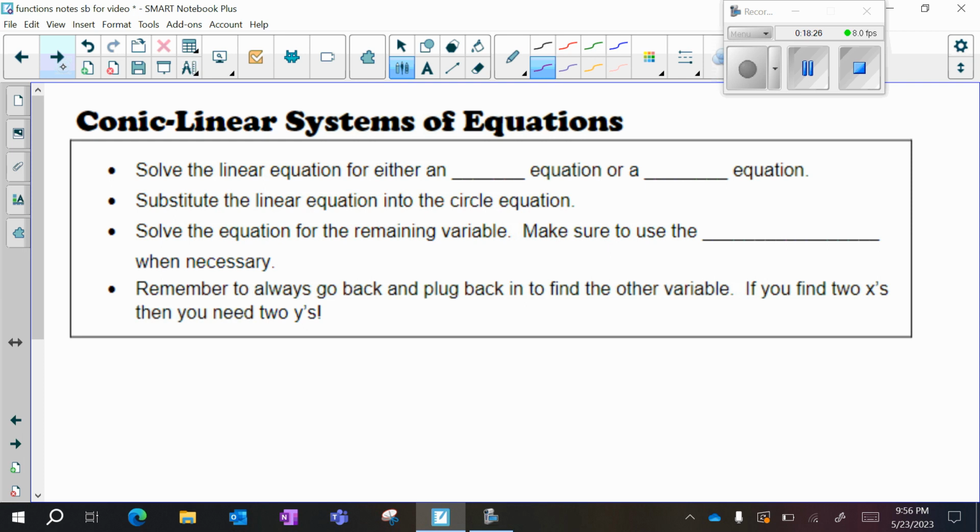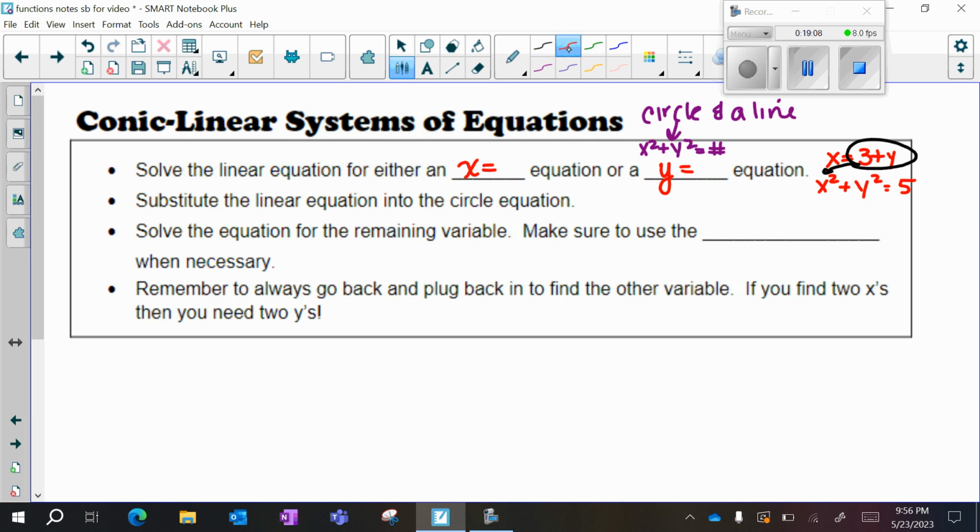A conic linear system of equations, what does that mean? It's a circle and a line. A circle is x squared plus y squared equals a number. That's how I know it's a circle. So in order to solve a conic linear system of equations, you're going to solve the linear equation, so it either says x equals or y equals, and then substitute that into the circle equation. So for example, x equals 3 plus y, x squared plus y squared equals 5. You're going to take this and substitute it in for x.